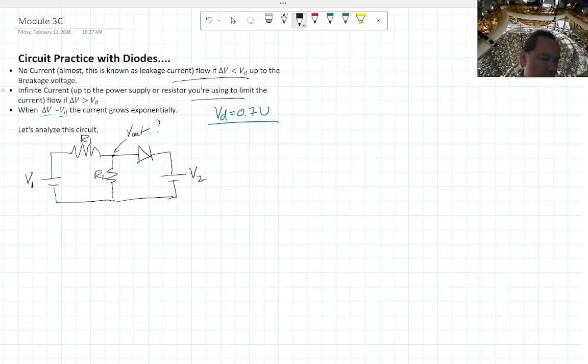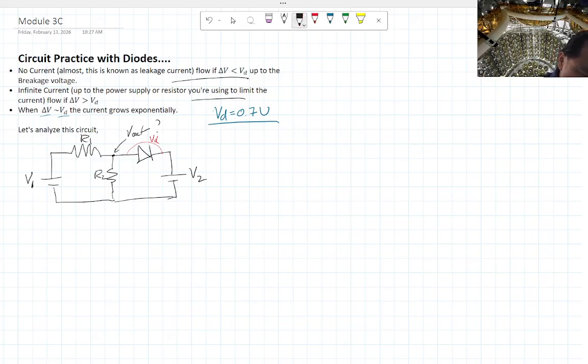I'm going to do the on case first, meaning assuming that delta V across the diode is bigger than VD, or 0.7 volts. If we assume that the diode is on, that means this is basically a short, but you're still going to get a diode drop across it all the time, this constant 0.7 volts. Let's see what happens when we do that.